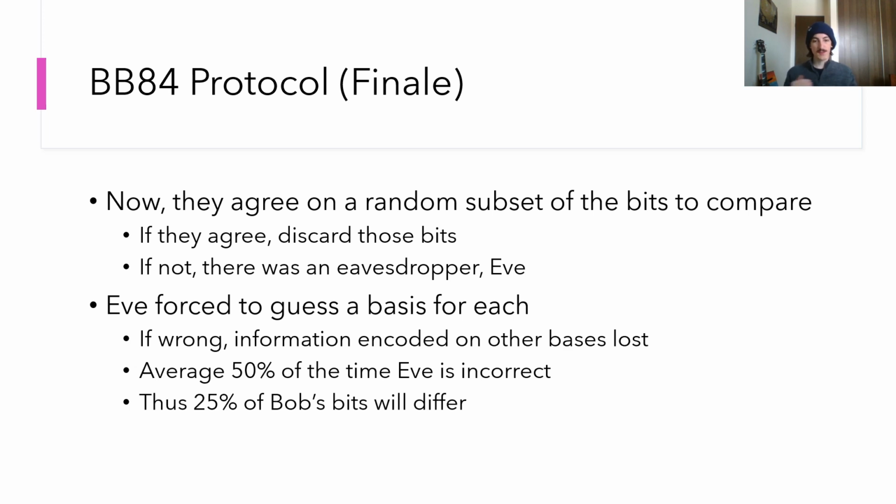So if Eve guesses wrong 50% of the time, then that means that 25% of Bob's will differ. So essentially that leads to the probability that Eve goes undetected being (3/4)^n, where n is the number of bits in the shared key. And so that way, the longer the photon sequence that you send for the shared key, that probability will just go towards 0 to the point where it would be negligible.